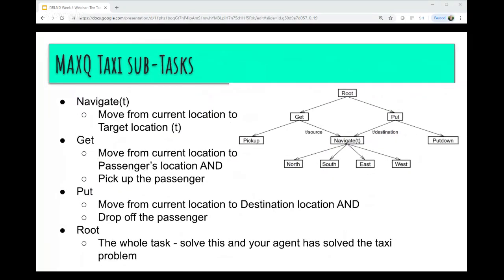So we kind of talked about these subtasks. These are the subtasks they defined for their implementation of this hierarchical decomposition. The first one is navigate. Just move from the current location, wherever the taxi finds itself, and find its way to a specified target location. There's a get task, and that is kind of a higher level task. It includes moving from the current location to a passenger location, and then once you arrive there, to pick up the passenger. Likewise, there's kind of a high-level put task, and that is to move from the current location to the destination, and once you arrive at the destination, to drop off the passenger.